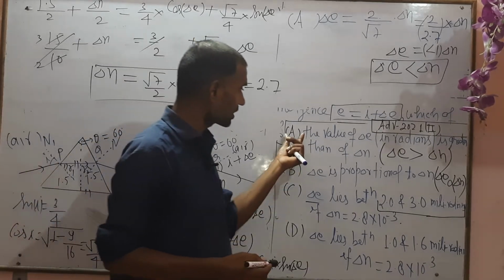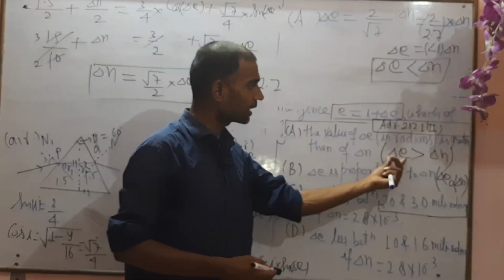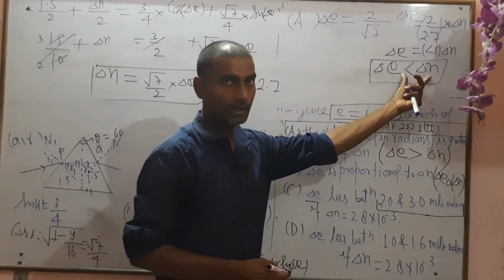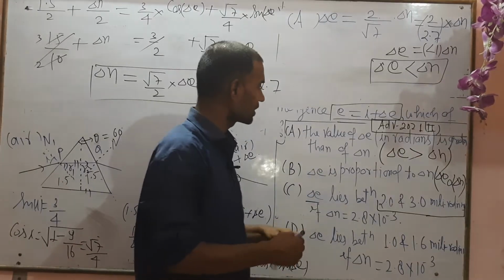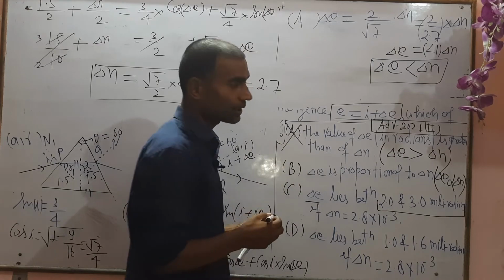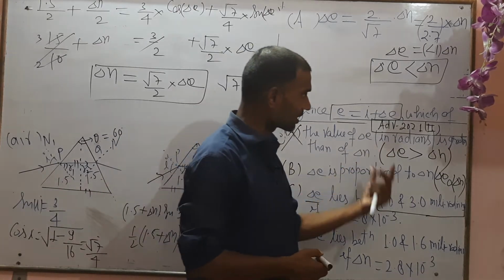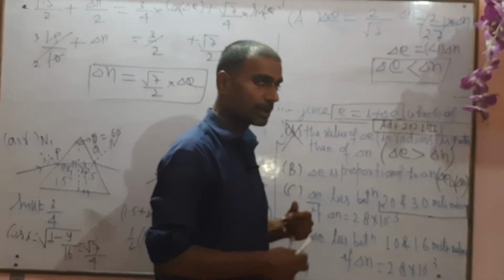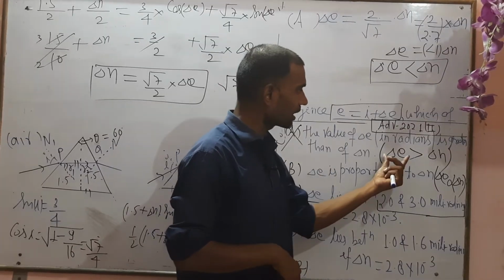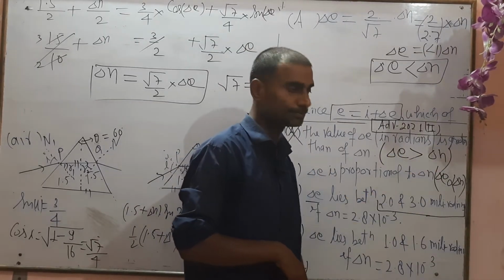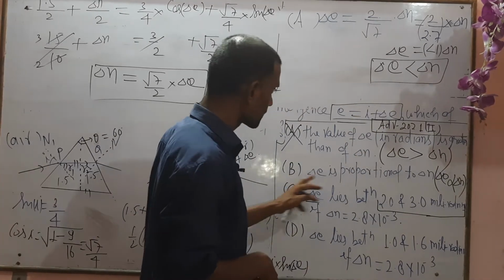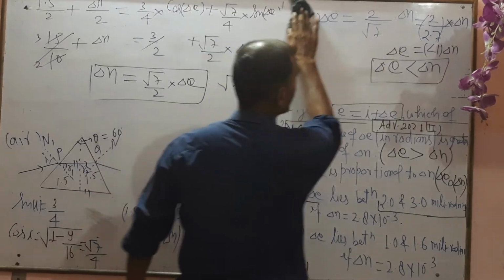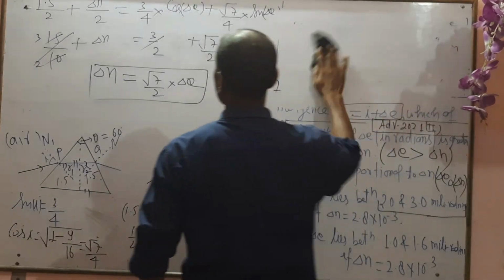But in the question, option A says delta E is greater than delta N. So this is the incorrect option. If the reverse were given, that delta E is less than that quantity, then option A would be correct. But in the question, delta E is greater than delta N. So option A is incorrect. Now try to solve option B.